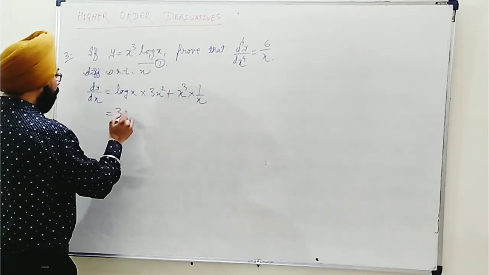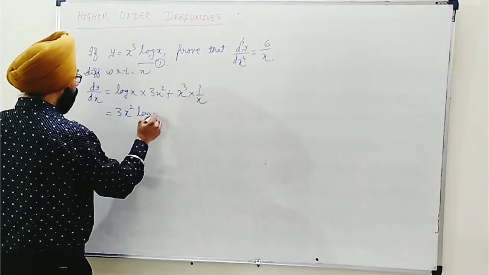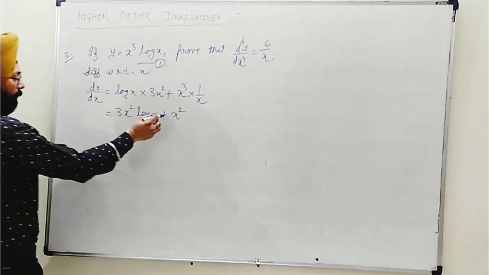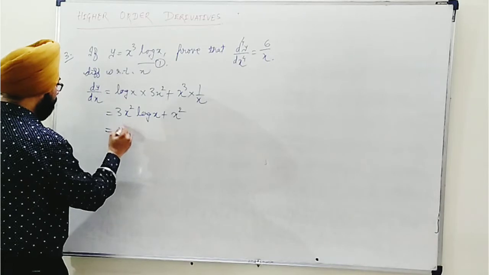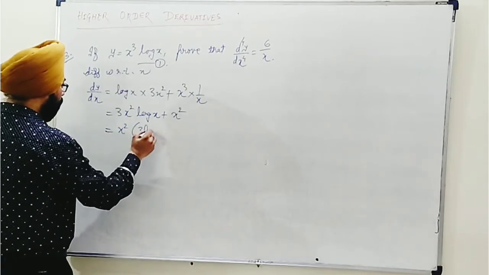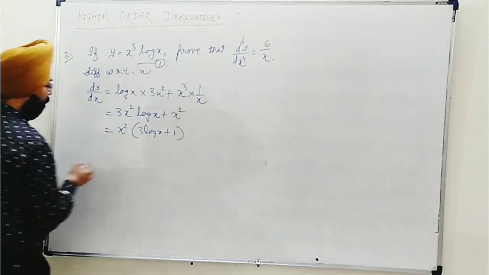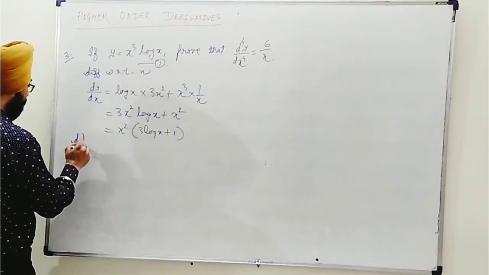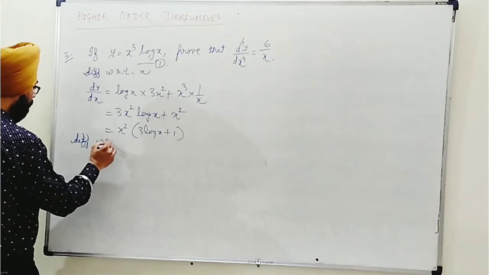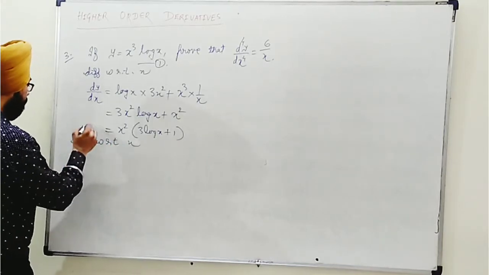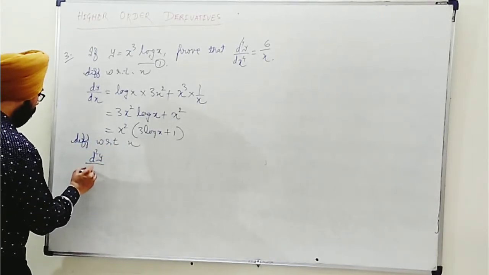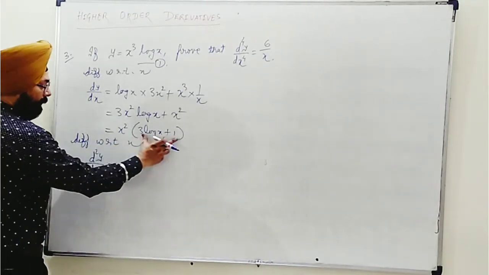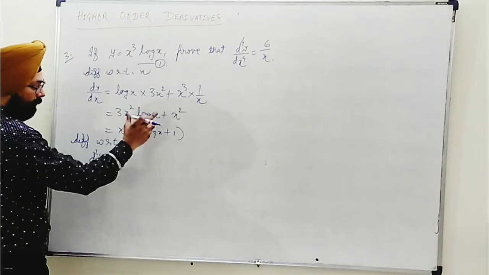We simplify, we get 3x square log x plus x square. Further, for convenient steps we can take x square common. This will become x square times 3 log x plus 1. Now we again differentiate, as we need 4 times differentiating with respect to x. We get the second time d square y by dx square, once again by product rule, x square and this bracket will be taken as the whole single function.